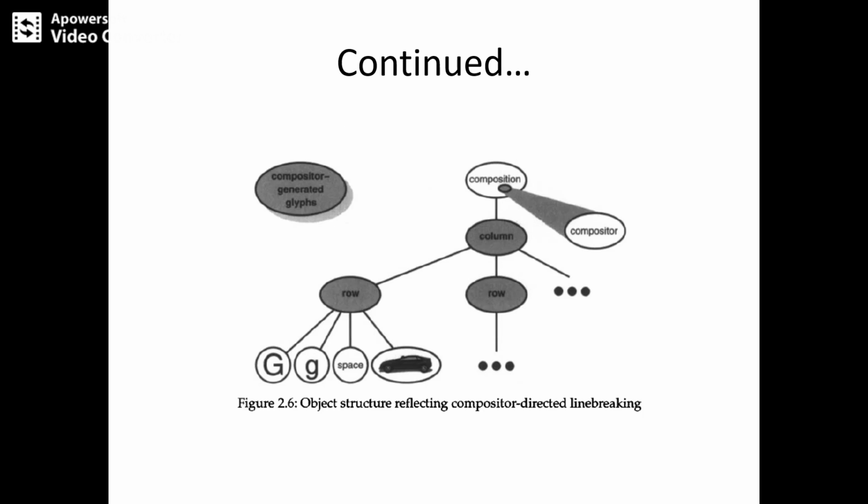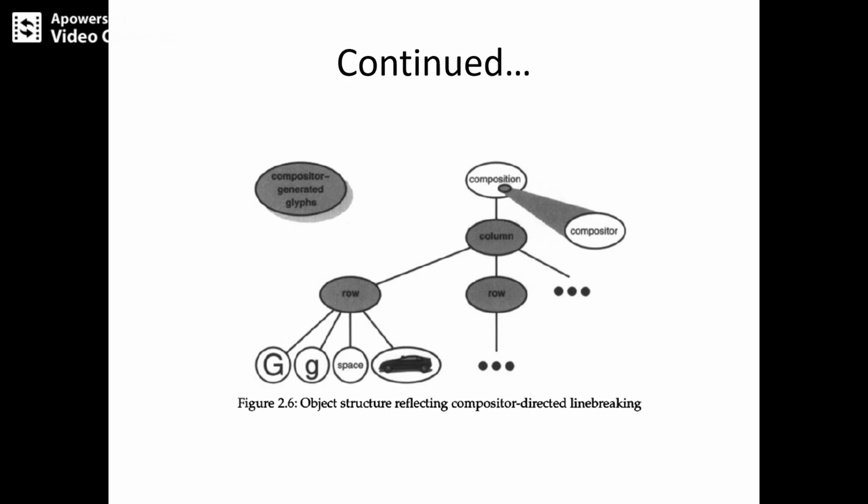In this diagram, the object structure reflects compositor-directed line breaking. So how will the object structure have line breaking? Here the compositor generates glyphs. This is the main parent class. We can say it is a compositor generating glyphs. We'll take it as a composition. So this is called the compositor, the main class.